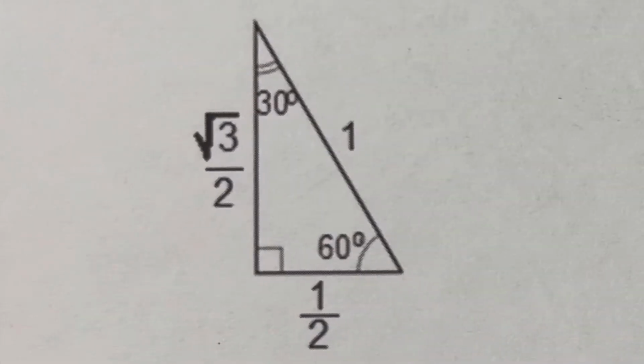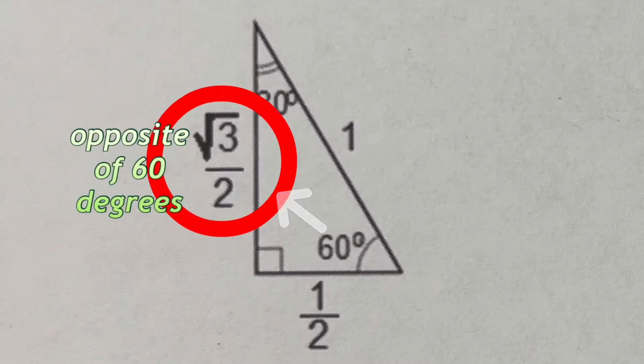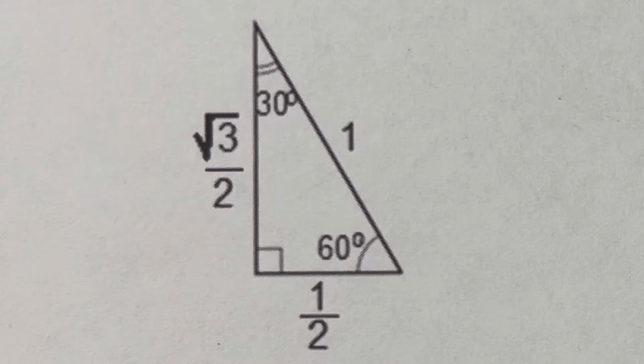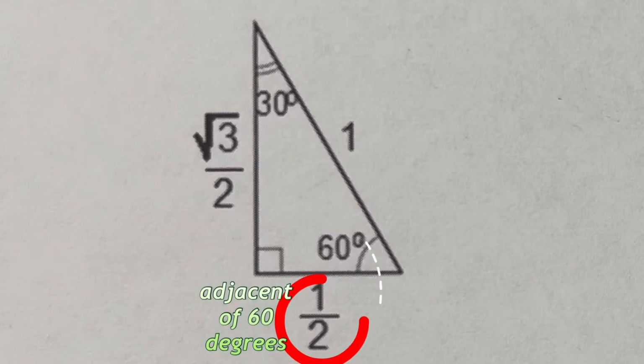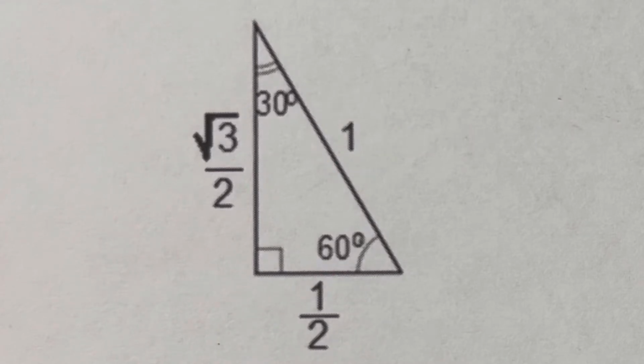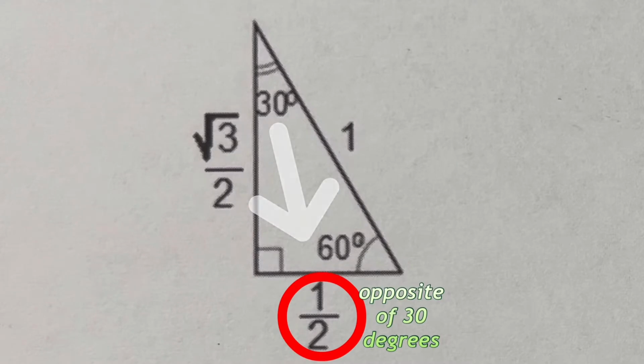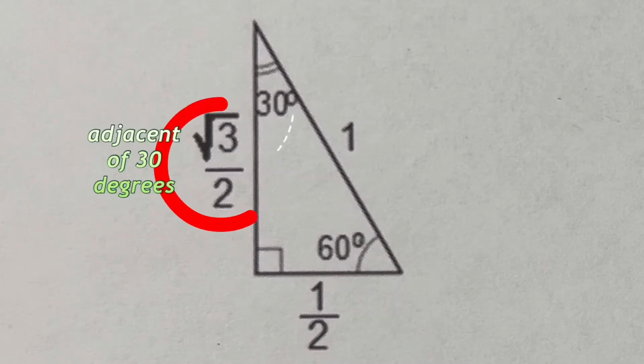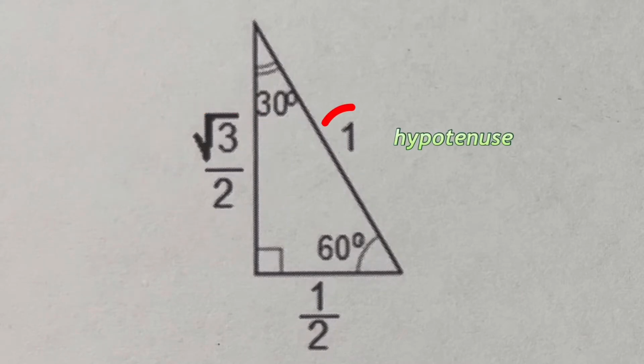We remember that for the 30, 60, 90 degree triangle, the opposite of 60 is square root of 3 over 2, while the adjacent of 60 is 1/2 and the hypotenuse is 1. Now, for the 30, the opposite of 30 is 1/2 and the adjacent of 30 is square root of 3 over 2, and the hypotenuse is 1.